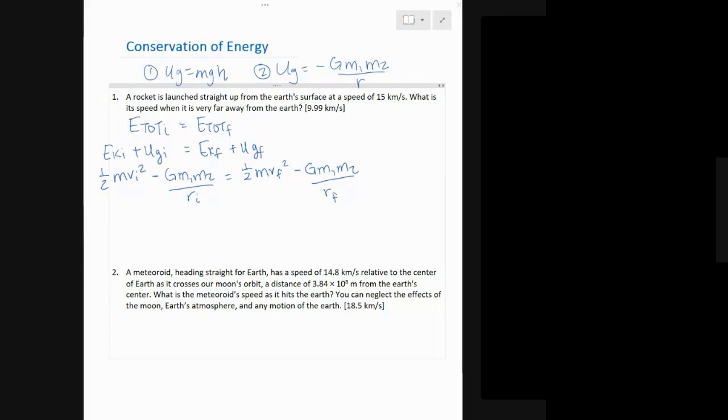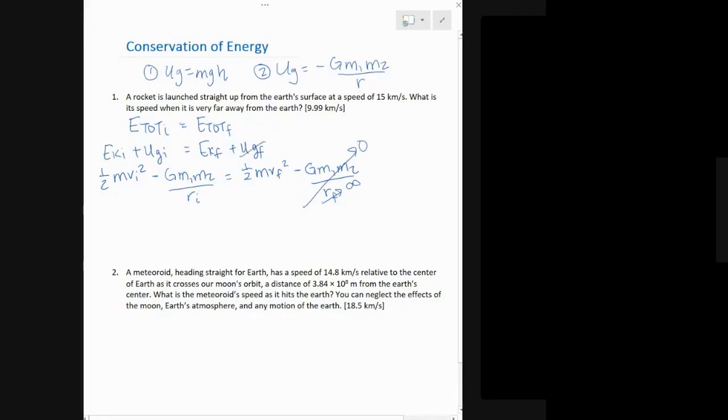Okay, so UG final is 0. Thanks, Yuchin. It says UG final is 0, and that's because this RF in the question says that you're very far away from the Earth. What is the speed when it is very far away from the Earth? And so this R final is approaching infinity. When something approaches infinity in the denominator, the whole thing approaches 0. So that UG final is actually 0 here.